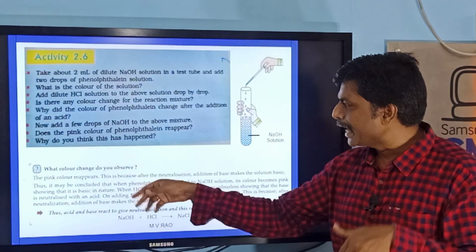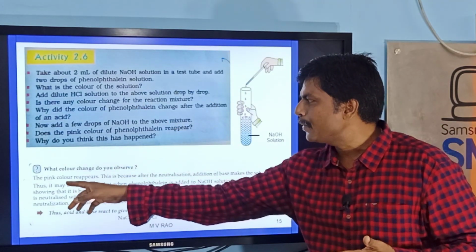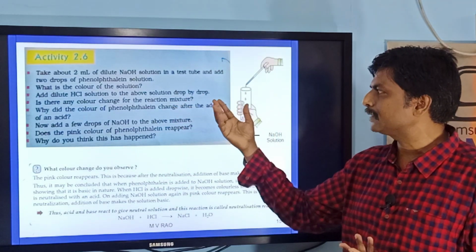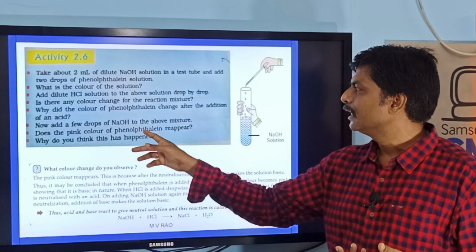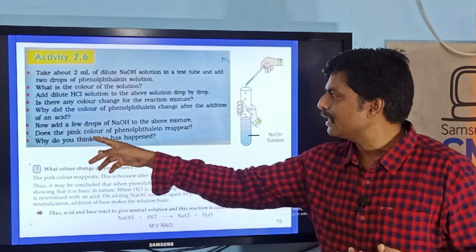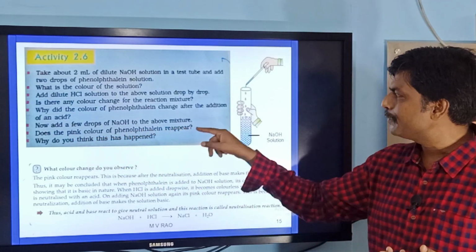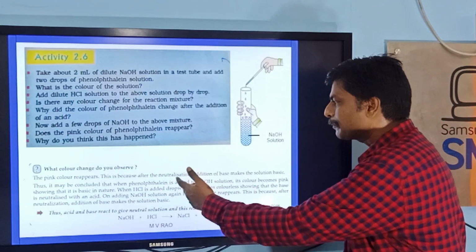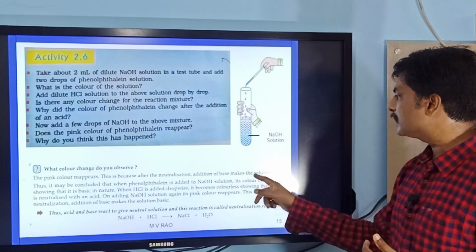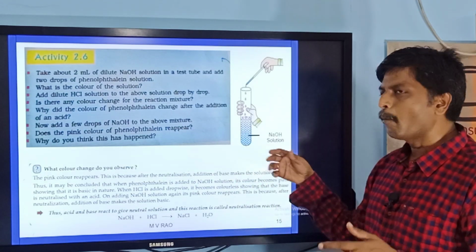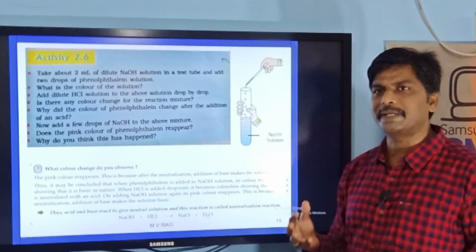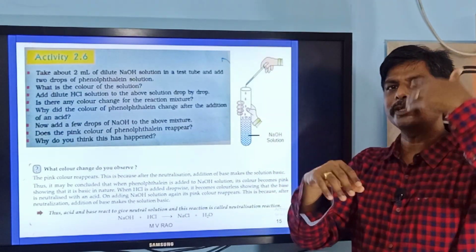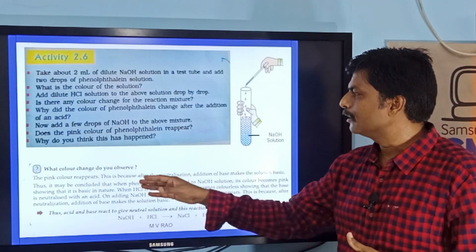After adding phenolphthalein the first color is pink. By adding HCl drop by drop, the pink color disappears. Again, after adding NaOH, does the pink color of phenolphthalein reappear? Yes, it reappears. This is because after the completion of neutralization, addition of base makes the solution basic. Initially basic, in the middle by adding HCl it turns acidic, and finally it turns basic.